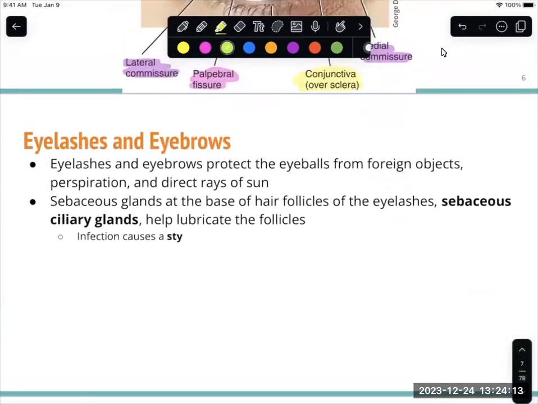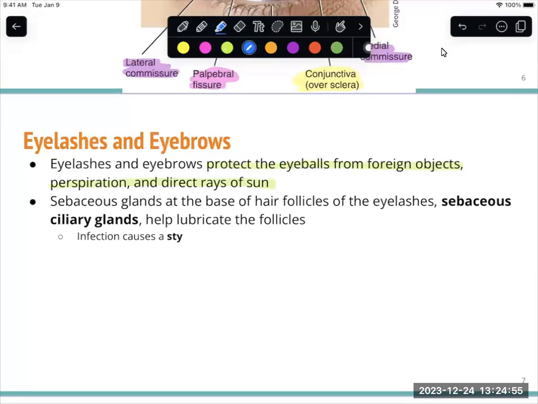So, what function do our eyebrows and eyelashes have? They are supposed to protect the eyeball from foreign objects, perspiration, and direct rays of sun. I mean, eyebrows aren't necessarily that big to protect against those direct rays of sun, but those eyebrows can catch perspiration. Those eyelashes, as you close your eye, blink as something may come close to your eye, those are definitely helping to protect that eyeball from something coming at it.